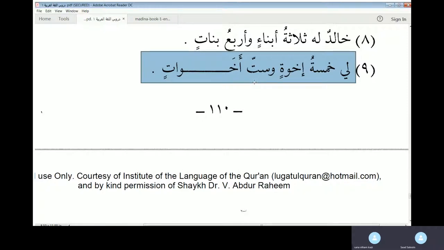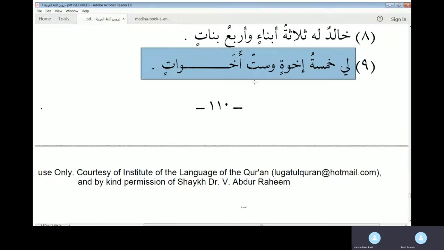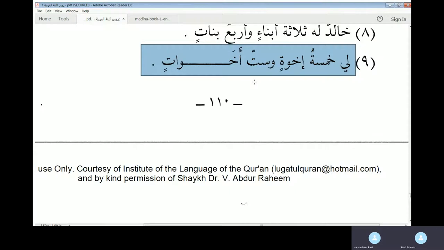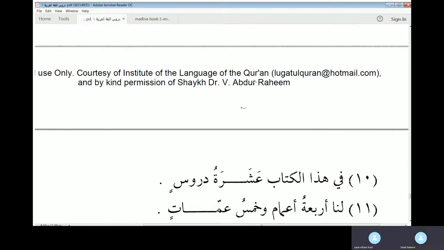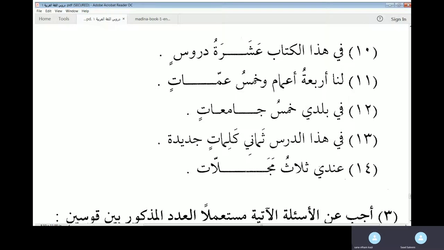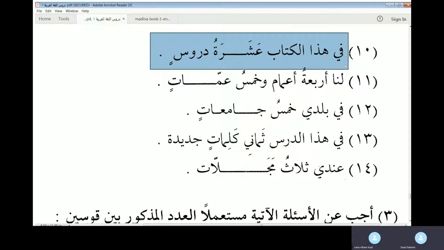And six sisters, wasittu akhawatin. And 6 sisters. في هذا الكتاب عشرة دروس. In this book there are 10 lessons.